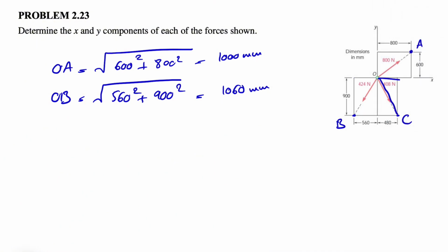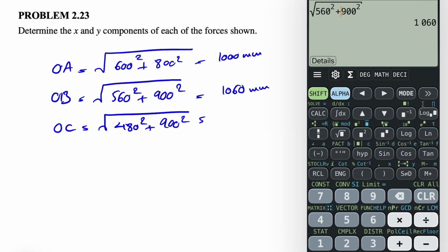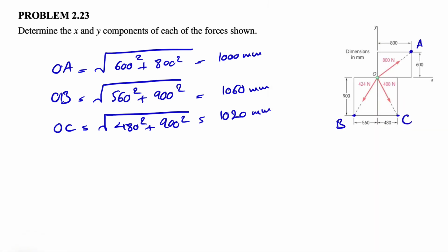And the last one would be what we have in here. So we call it OC. We'll have the square root of 480 squared plus 900 squared. Let's see what we get for this one. So we just have here 480 instead. That's going to give us 1020 millimeter. And now we're good to go with each of these.